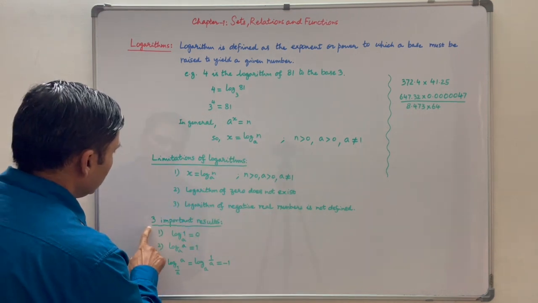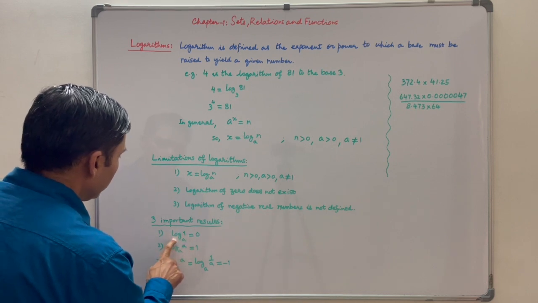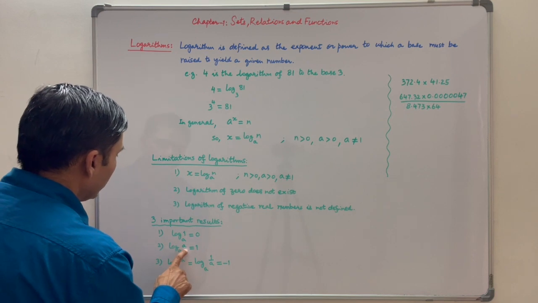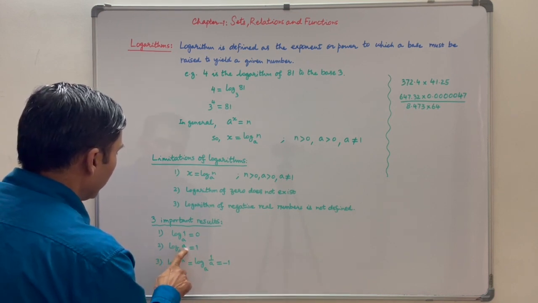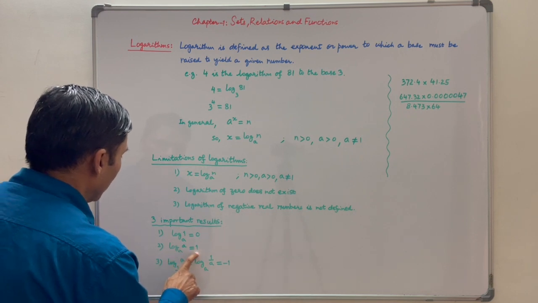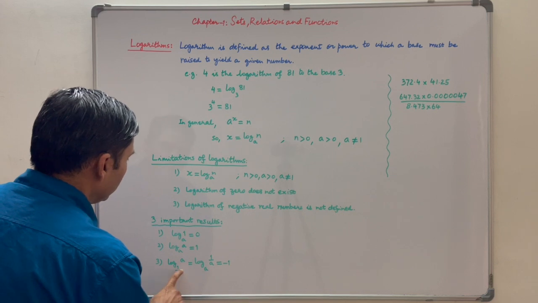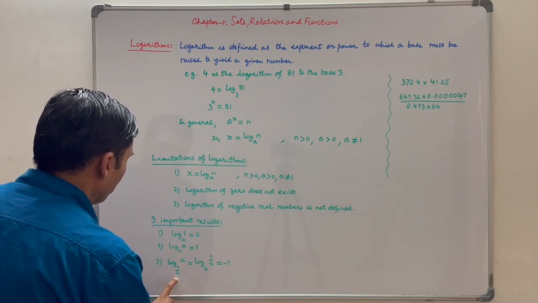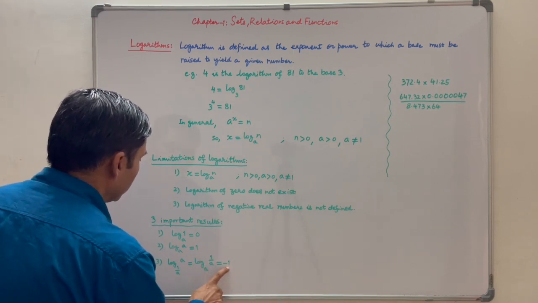Now let us see three important results. First one, log 1 to any base is equal to 0. Second one, log of a number to the same base is equal to 1. That means log a to the base a is equal to 1. Third one, log of a number to its reciprocal base is equal to minus 1. That means log of a to the base 1 by a, or log of 1 by a to the base a, is equal to minus 1.